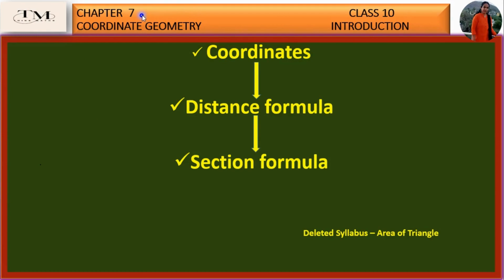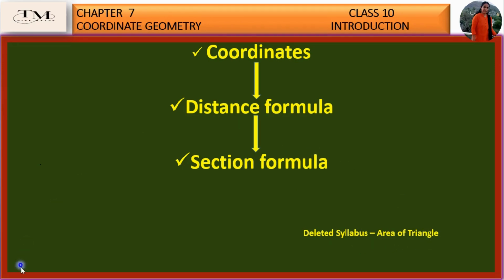We are in class 10 Maths, chapter 7, coordinate geometry. In this session, we are going to discuss the introductory part, that is, what are the things involved in coordinate geometry and the formulas in coordinate geometry. In this chapter, we have three sections: coordinates, distance formula and section formula. The deleted syllabus is area of triangle.